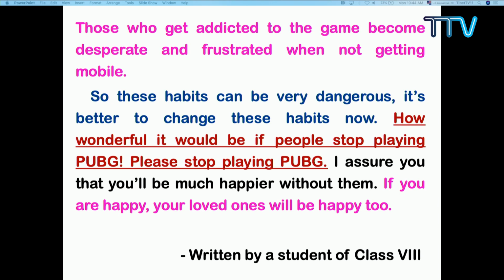Okay, I assure you that you will be much happier without them. This is the student's own write-up. I assure you that you will be much happier without them. Simple sentence, right? If you are happy, your loved ones will be happy too. If you are happy, dependent clause. Your loved ones will be happy too. Independent clause. So this makes what type of sentence? Complex sentence, right?